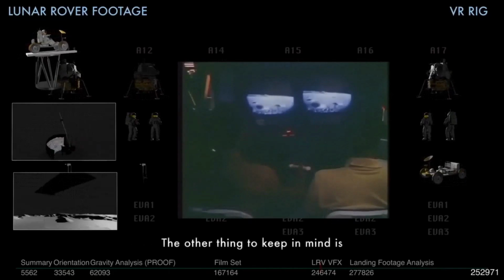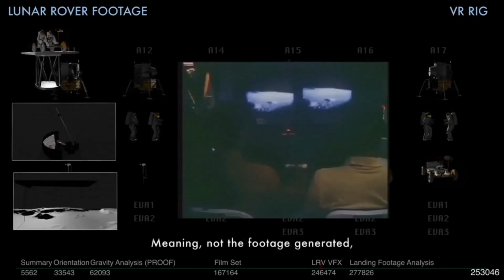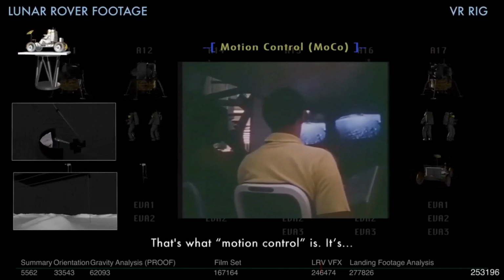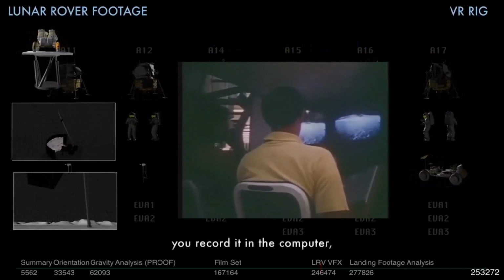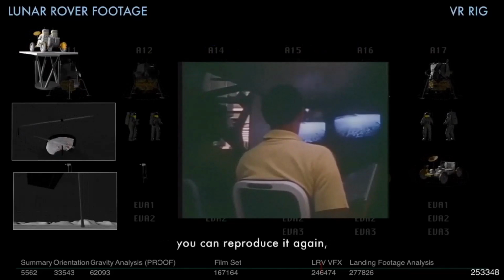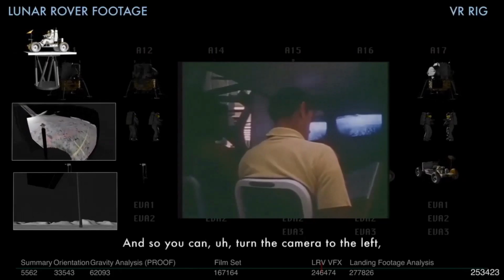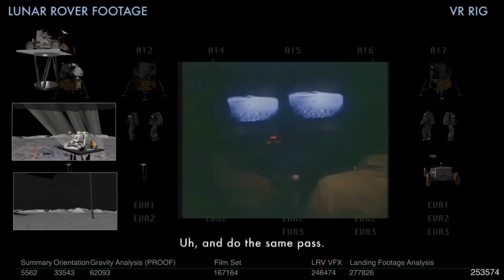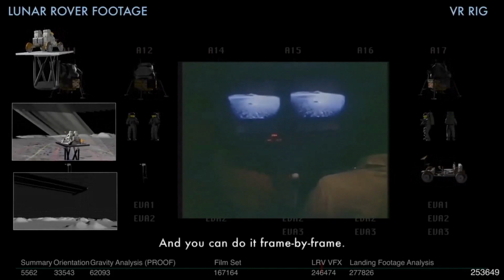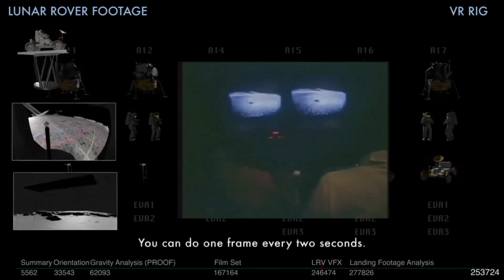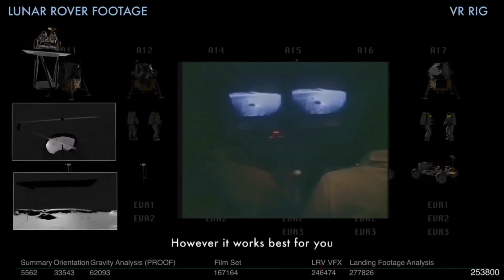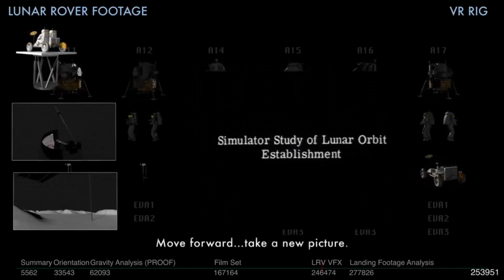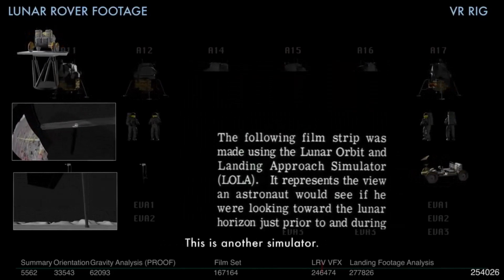The other thing to keep in mind is all of this is recordable, meaning not the footage generated, but the camera moves. That's the motion control. That's what motion control is. You create a camera view, record it in the computer, and you can reproduce it again and again and again. And so you can turn the camera to the left, turn the camera to the right, turn it behind you, and do some passes. And you can do it frame by frame. You can do 1 frame every 2 seconds, 1 frame every 4 seconds, however it works best for you to generate the imagery. The camera moves forward, takes a new picture, moves forward, takes a new picture.